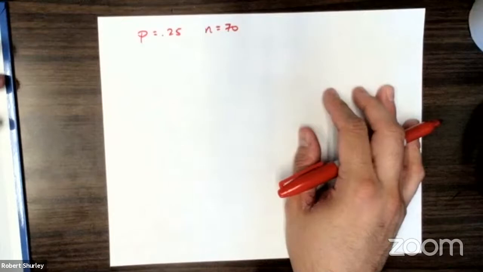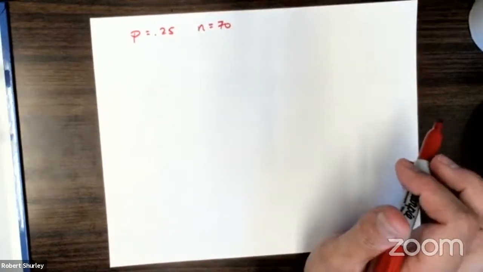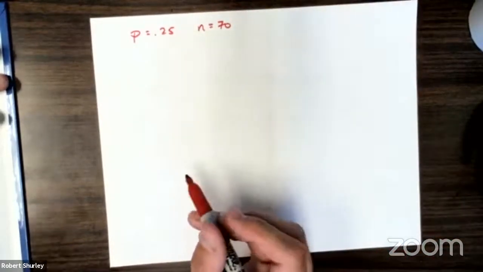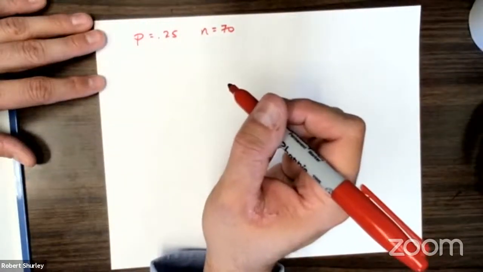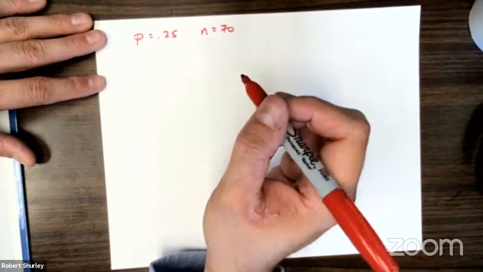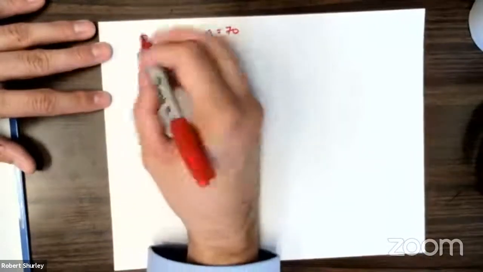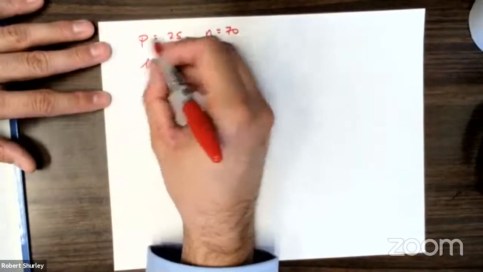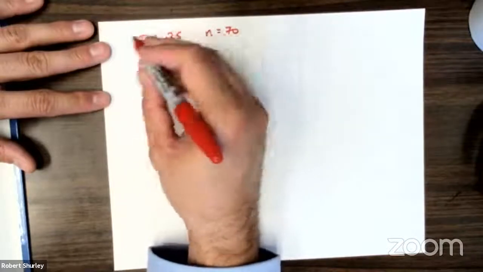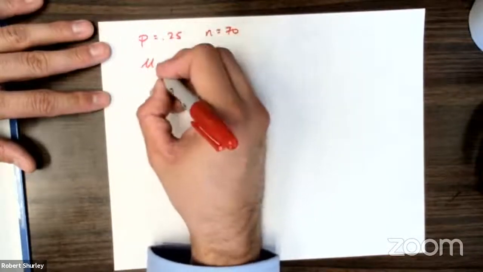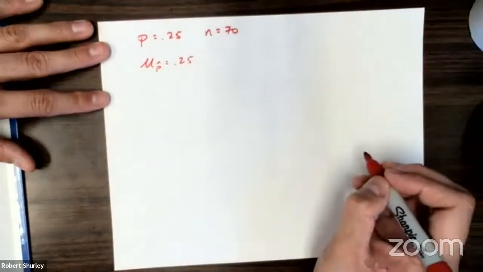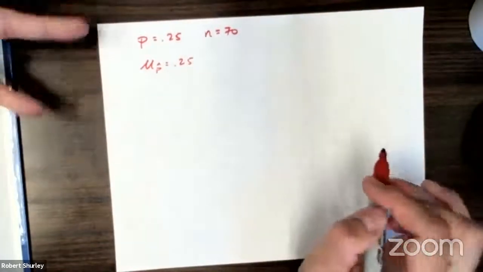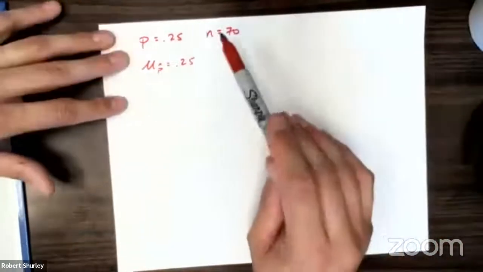A total of 70 people purchase soft drinks between noon and 1 p.m. on a certain day. Let p hat be the proportion that win a prize. Find the mean and standard deviation. Well, the mean's easy because it's just going to be the population proportion, 0.25, because we know 1 out of every 4 should win. Will it win? We don't know. I mean, it's not going to be perfect, probably.